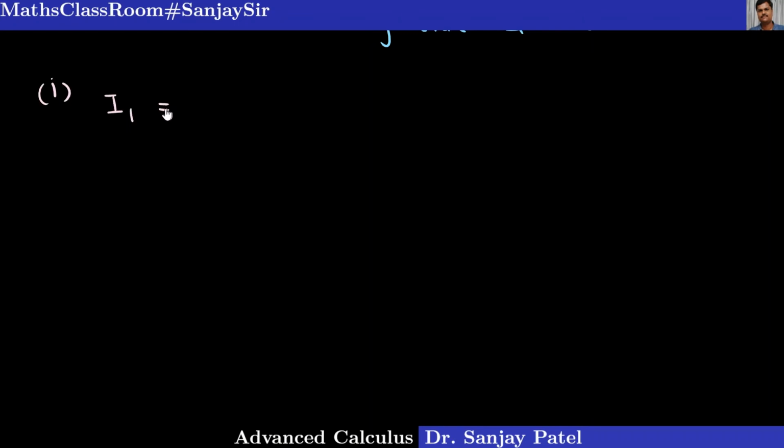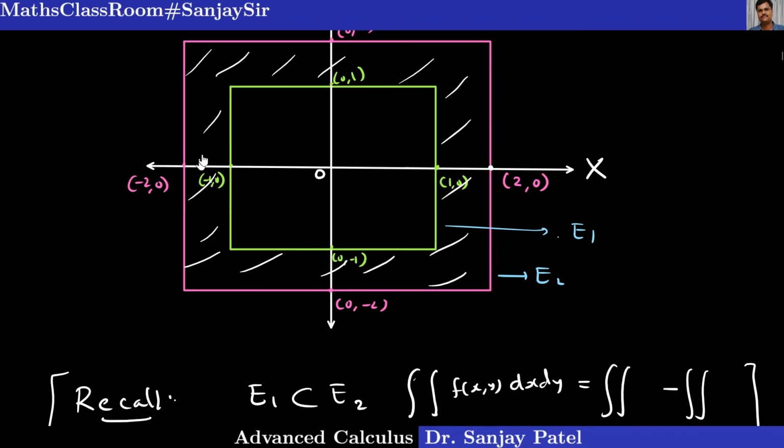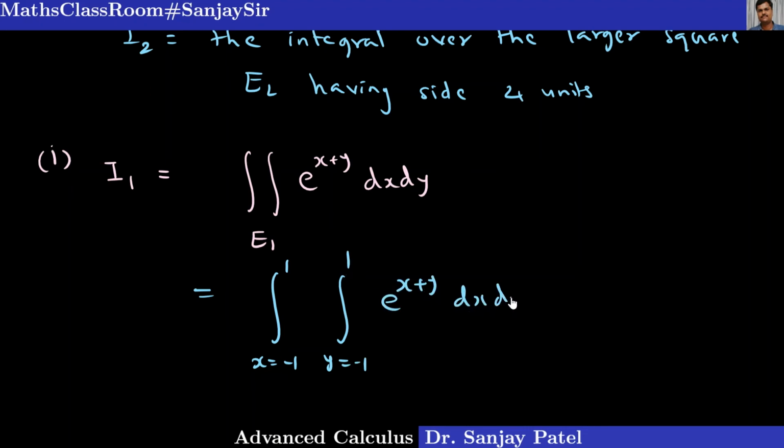that I1 is equal to the double integral of e raised to x plus y dx dy over the square E1, where E1 is this rectangle having sides x equal to minus 1, x equal to plus 1, y equal to minus 1, and y equal to plus 1. So it is very simple integration. Integral over this region is given by integral x is equal to minus 1 to 1 and y is equal to minus 1 to 1 of e raised to x plus y dx into dy.